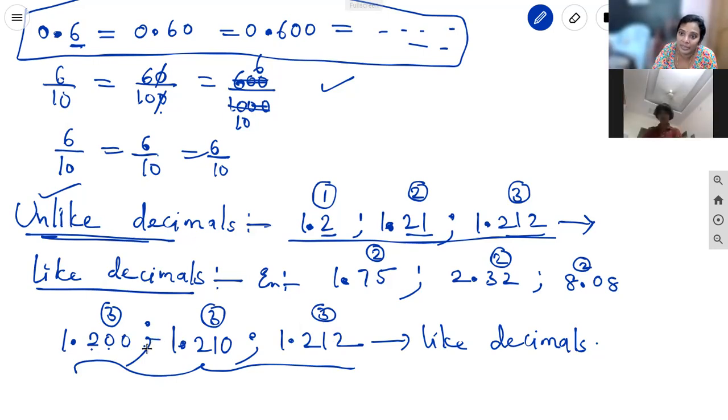So for the conversion of unlike decimals to like decimals, if there are fewer digits after the decimal point, just keep zeros. However many digits you want after the decimal point, you can write that many zeros. Here only 1 digit is there; to make it 3, put 2 zeros. Here 2 digits are there; to make it 3, put 1 zero. Here 3 are there, so we write it the same as it is. So unlike decimals become like decimals by keeping the zeros. Okay, this is converting unlike decimals into like decimals.